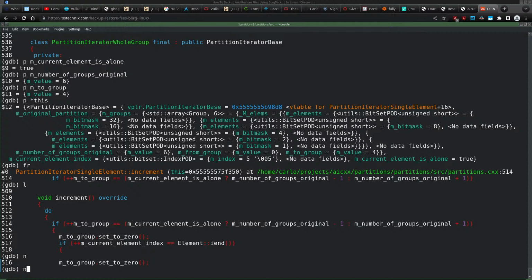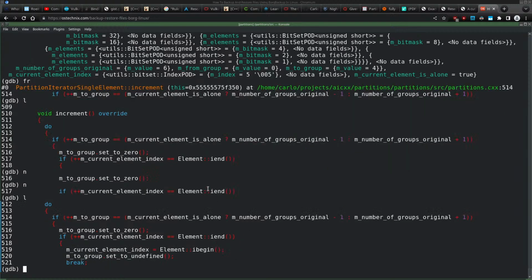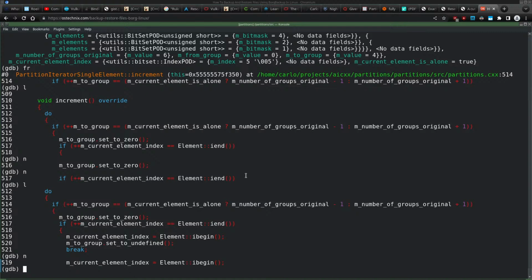So this is set to 0 at first, and then we find out that if we increment element index, which is currently 5, we get our end, which would be 6. So if we do next here, we should end up on line 519. And that is the case. And then we want to set our iterator to the end iterator, which apparently uses current element index 0 and group undefined.